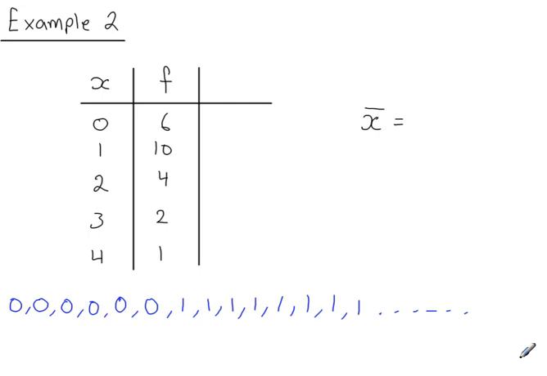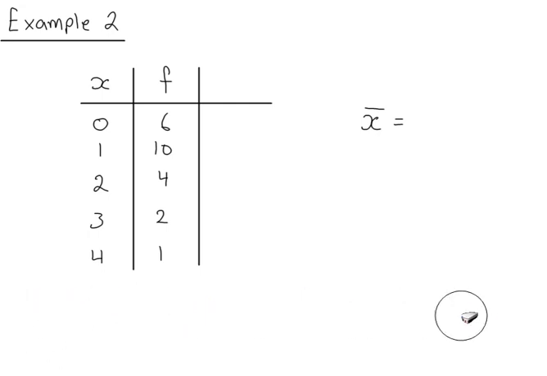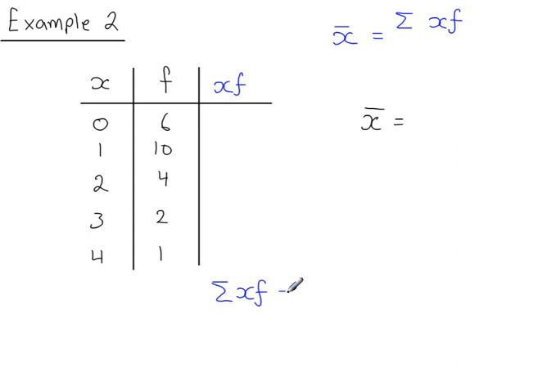etc. But this is an inefficient way of representing a large amount of data. If you have a large amount of data, like we do here, then a frequency table is always used. So, to work out the mean, write down the formula, and that formula is telling you to work out the sum of all of the x times f values. So we need to multiply x with f, and then work out the sum of all of these values here.